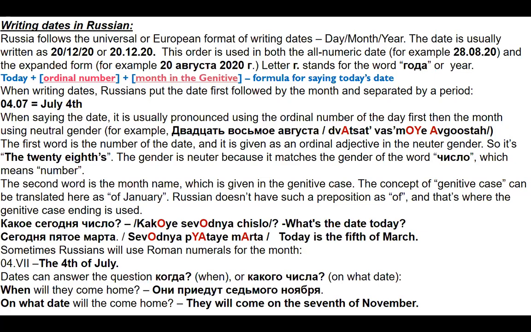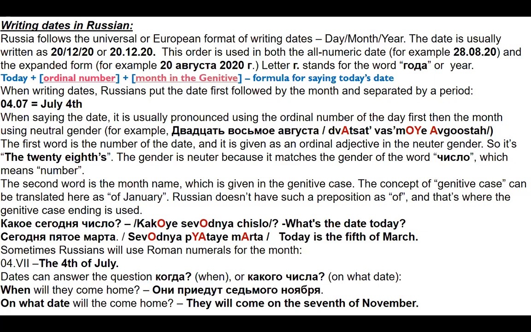Sometimes Russians will use Roman numerals for the months. The date will be in Arabic numerals, then a period, and then the Roman numeral. So the 4th of July can be written as 04.VII. It's not used widely everywhere, but you can still see it.